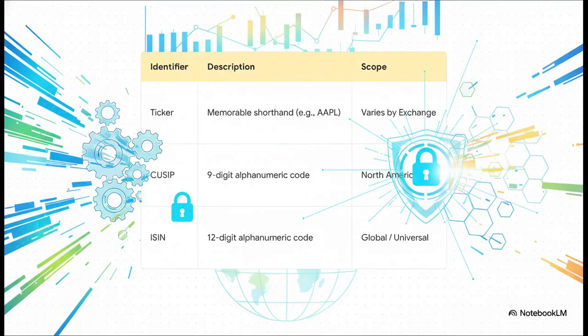But okay, for global trading, the system needs something way more rigorous than just a catchy name. And this is where standardized codes come in. In North America, you've got something called a CUSIP. But the real global standard, the one that works everywhere, is the ISIN, the International Securities Identification Number. It's a universal 12-digit code that leaves zero room for confusion. It basically turns a memorable name into a precise global address.